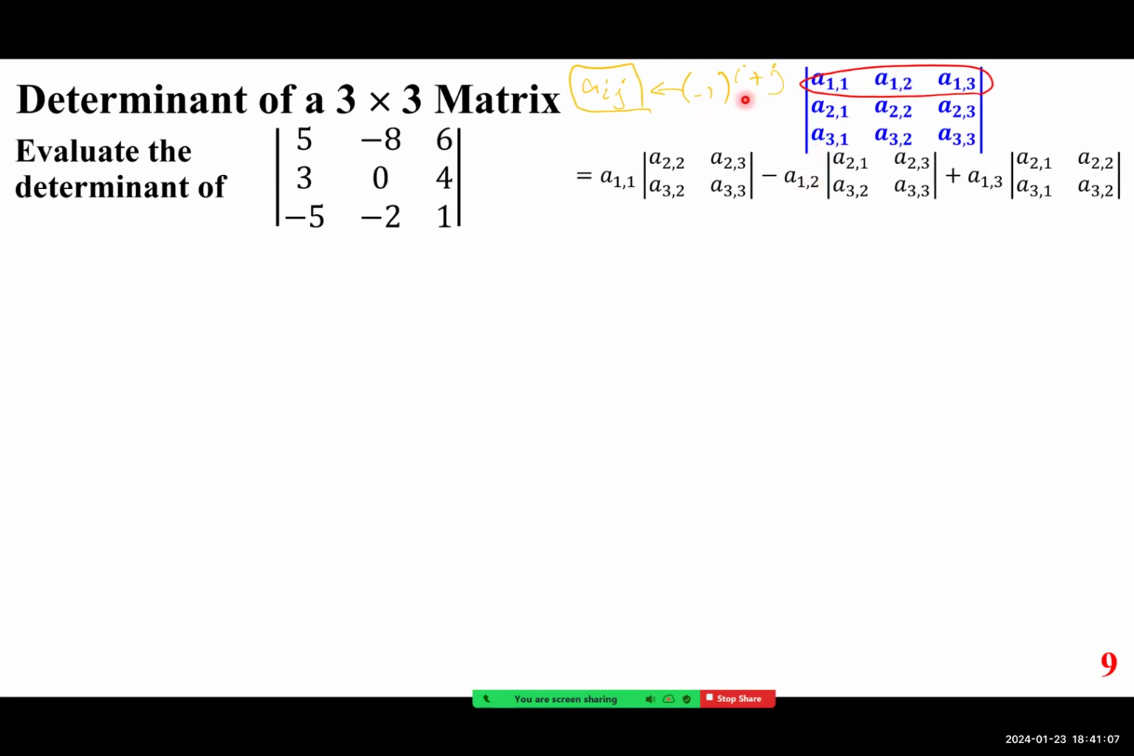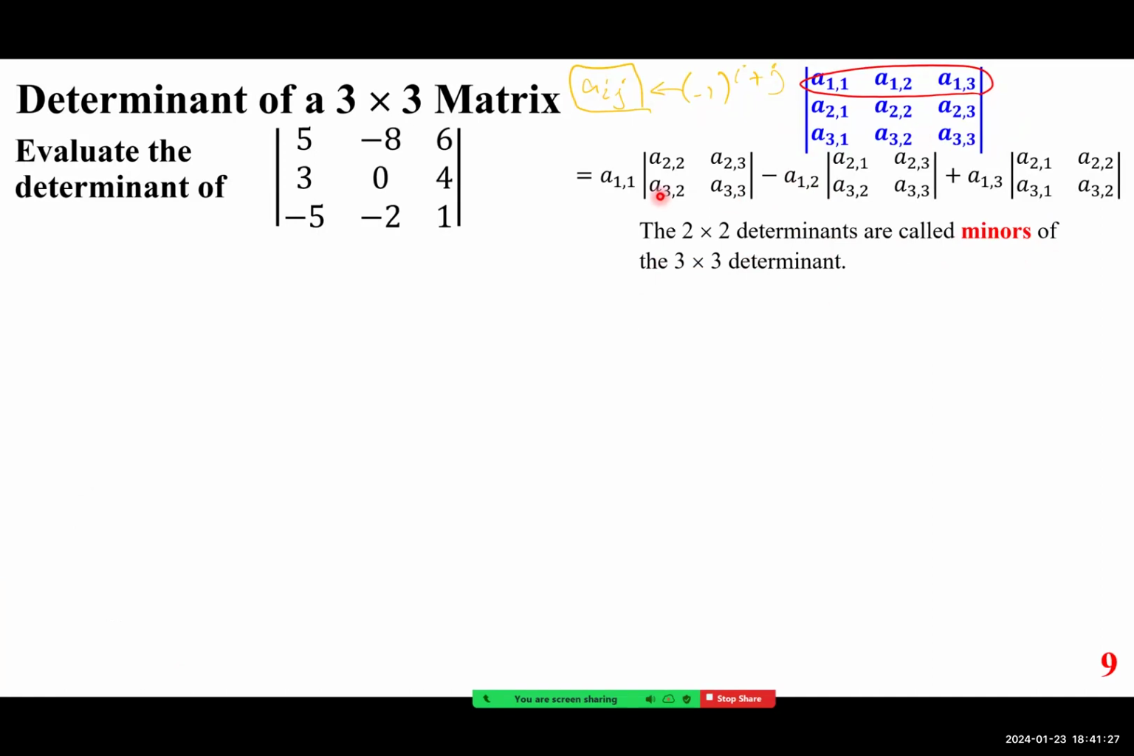1 and 2 adds up to 3, this becomes negative, and so forth. This is how you can figure it out, because one may start from here. Okay, and this one starts with negative, just for the sake of one. All right. So the 2 by 2 determinants are called minors of the 3 by 3 matrix.